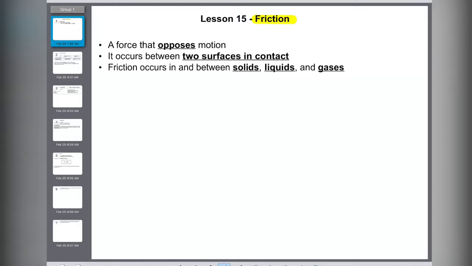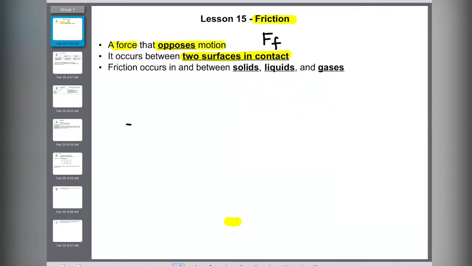So today's lesson is going to be on friction. And we all know what friction is. Friction is basically a force that is opposing the motion. We have been drawing friction, and the symbol that we have been using is a capital F with a lowercase f. And basically, it happens in between any contacting surface, not only just between solid and solid.